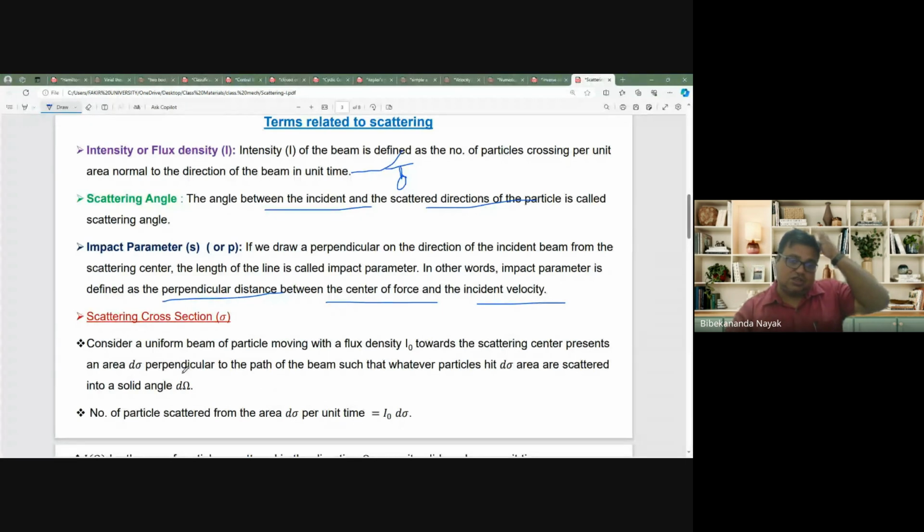Scattering cross section. Consider a uniform beam of particles moving with flux density I0 toward the scattering center, presenting an area d sigma perpendicular to the path of the beam, so that whatever particles hit d sigma are scattered into the solid angle d omega. Suppose there is a region d sigma; the particles that fall through d sigma are scattered into the d omega solid angle.